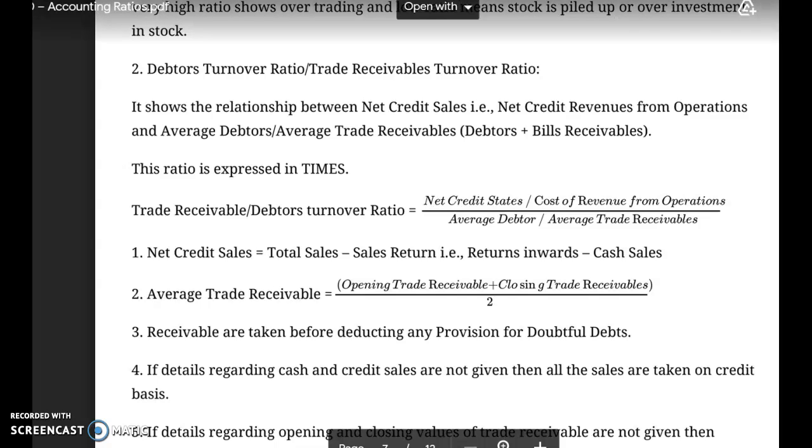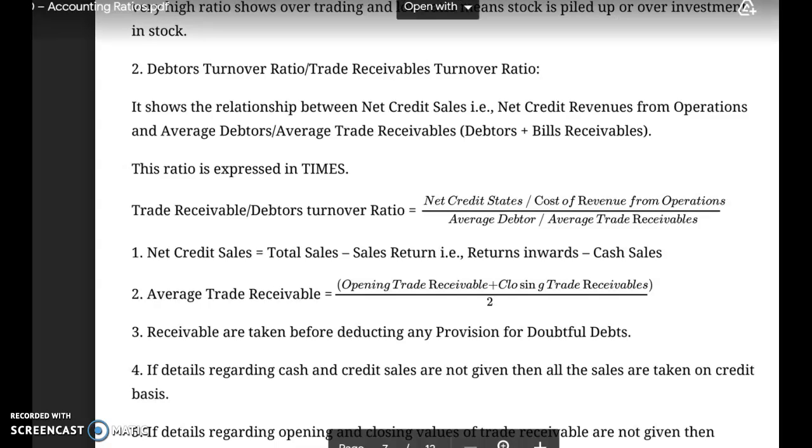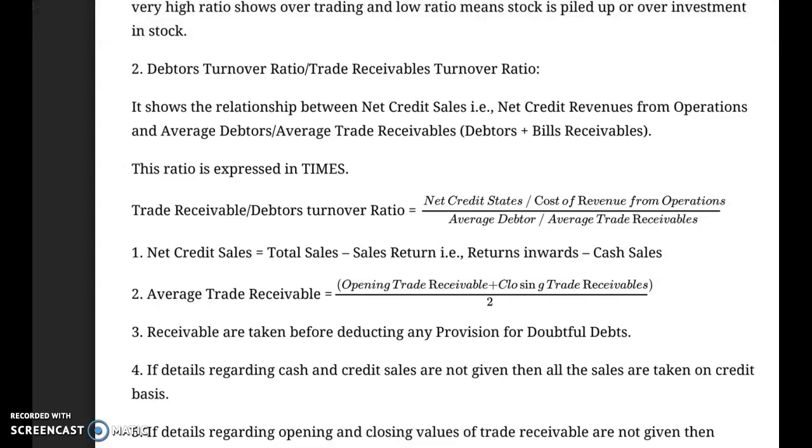Net credit sales, we all know, total sales minus sales return or return inwards. Or if only word sales is given, return is not given, so that amount will be treated as the net credit sales. So if credit sales are given, directly you will take the credit sales. If credit sales is not given, total sales are given and sales return is not given, then the total sales will be taken as the credit sales.